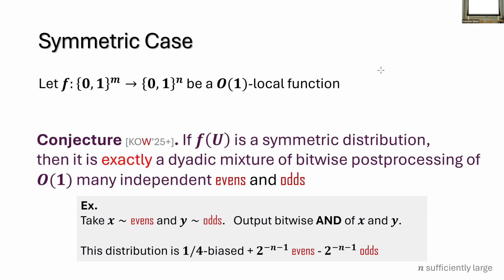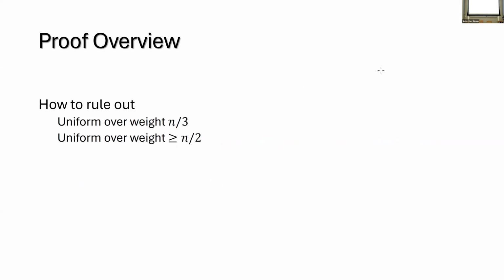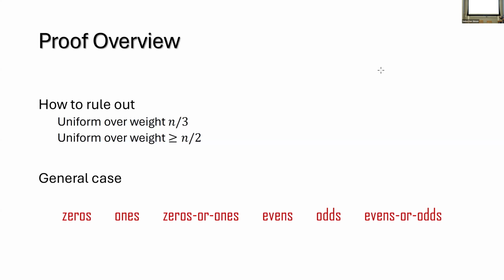Okay, so these are the open problems and the results. And let me talk about proof. I will show you how to rule out specific distributions. The first one is uniform over strings of exact Hamming weight n over 3. And the second is the majority, that is, you output more ones than zeros. And then I will discuss the general case, like how you use those ideas to get these 6 candidates.